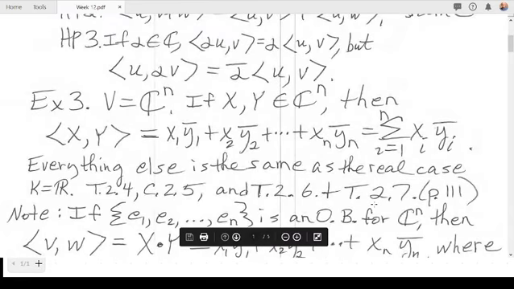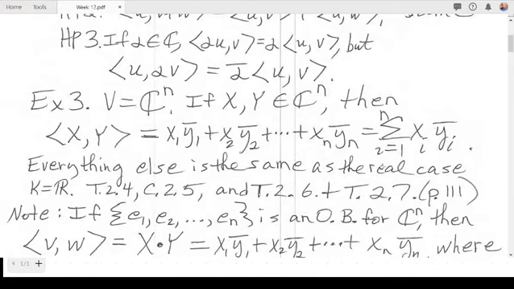Example 3, when the vector space is Cn, and we have two vectors, x, y, in Cn, then the scalar product is sums of products of corresponding components. However, the y components have to be conjugated. Everything else is the same as the real case. And we have the same theorems, 2.4, corollary 2.5, theorem 2.6 and 2.7 that we had before the COVID-19 lockdown.